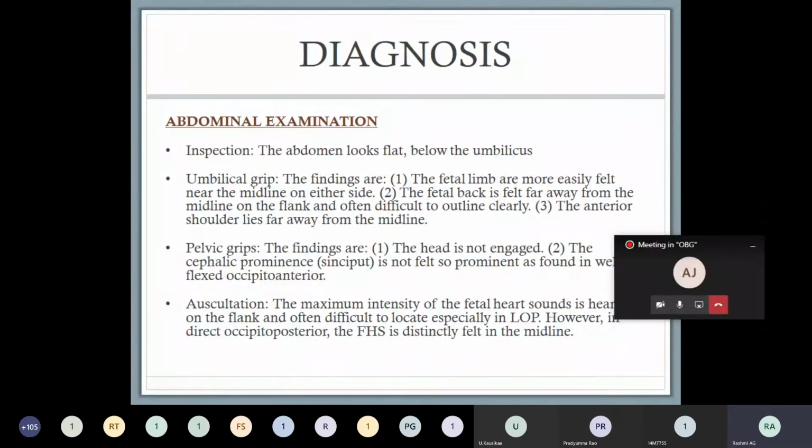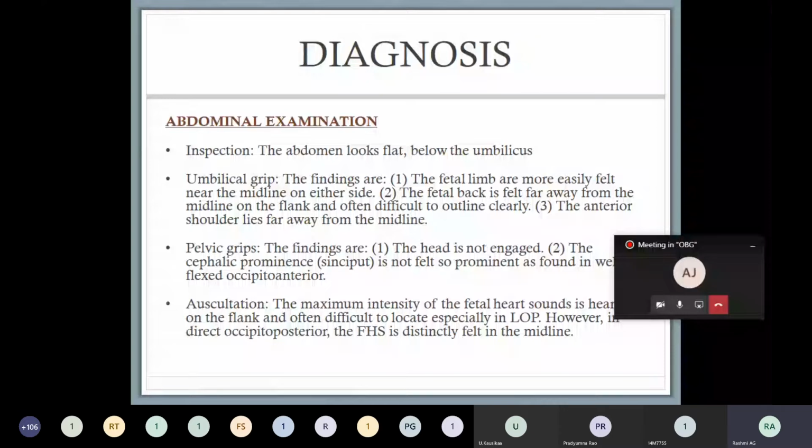When you do the pelvic grip, since it is most often a deflexed head, a bigger diameter has to enter the inlet of the pelvis. So the commonest finding is that engagement is delayed. When you do a pelvic grip, you see that the head is not engaged. So how do you know that the head is engaged?